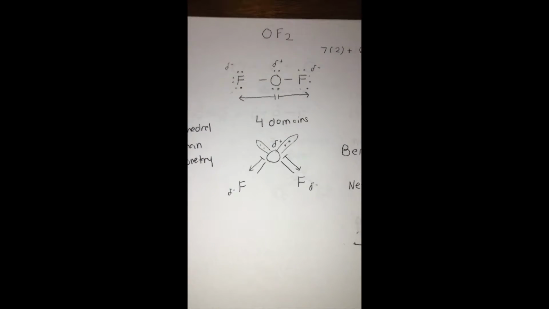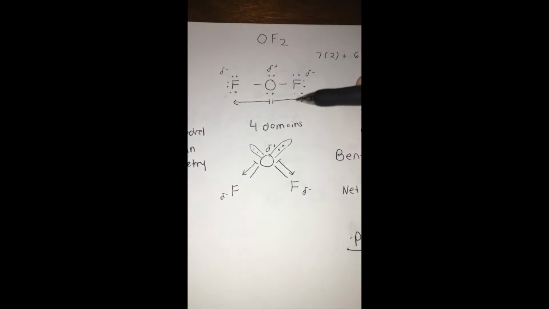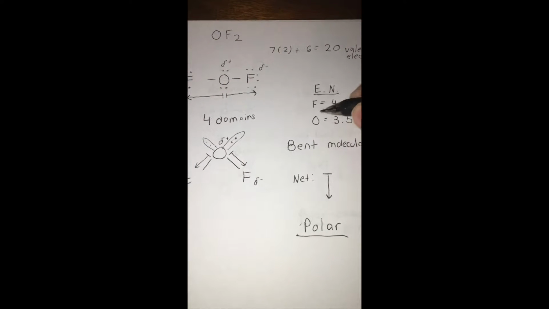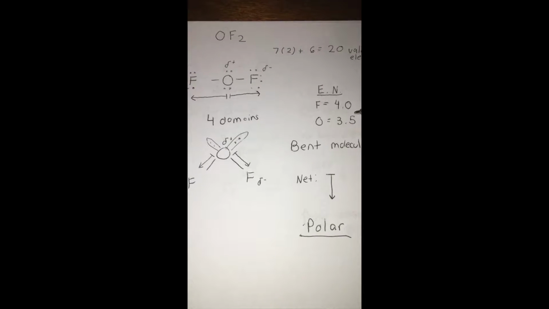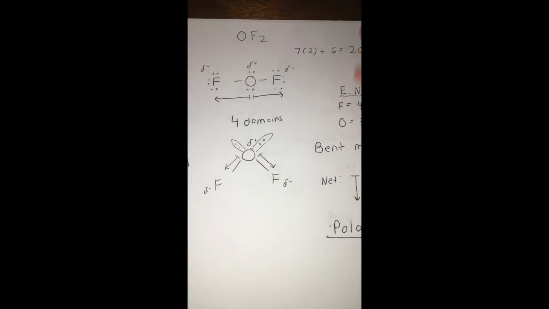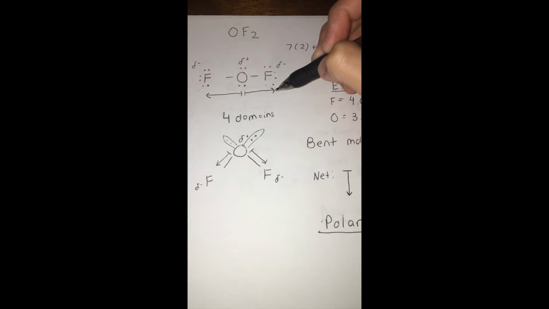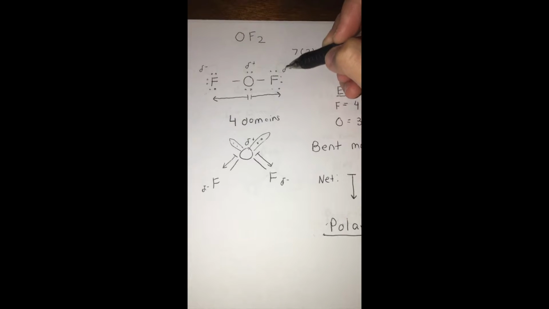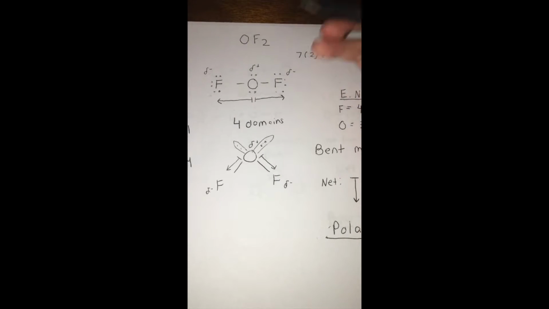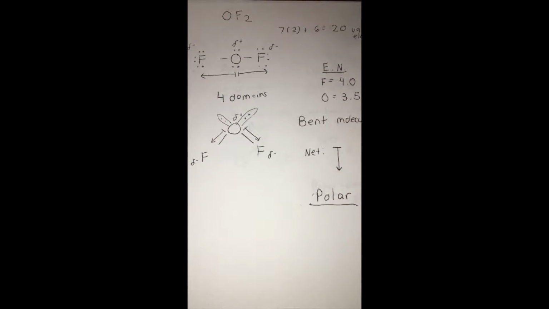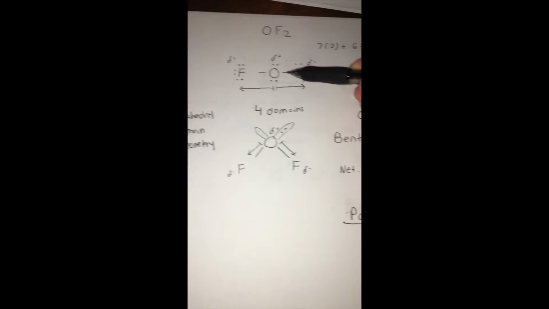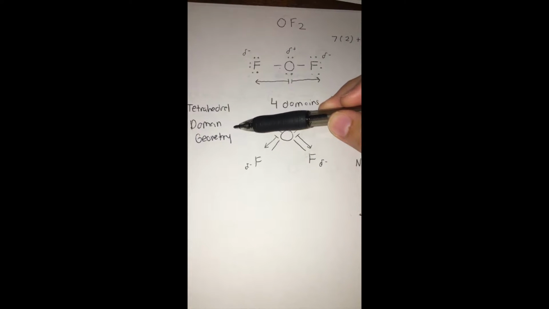The second molecule is oxygen difluoride. It's going to have a Lewis structure that looks like this. Fluorine has an electronegativity of 4.0, and oxygen has an electronegativity of 3.5. The electrons are going to move towards the most electronegative atom, so the bond dipole is going to go outwards towards fluorine, giving a partial negative charge on both fluorines, and the oxygen will have a partial positive charge since it's losing electron density. There's 4 domains, 1, 2, 3, 4, making it a tetrahedral domain geometry.